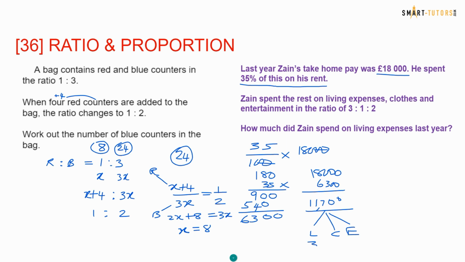In the ratio 3:1:2, how much did Zane spend on living expenses? Living expenses is 3 portions out of 6 portions. So 3 upon 6 means half. So half of the remaining money he spent on living expenses, which is 11,700 divided by 2, is 5,850. That is the money he spent on living expenses. So that is ratio and proportion, just try to understand the basics, and you can do the question.